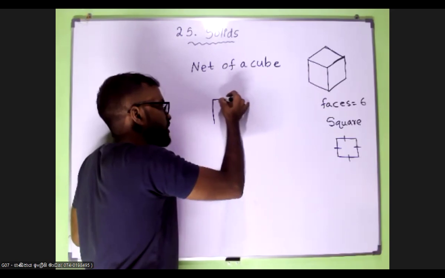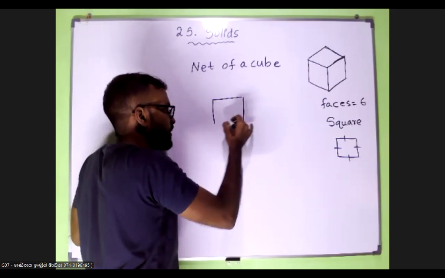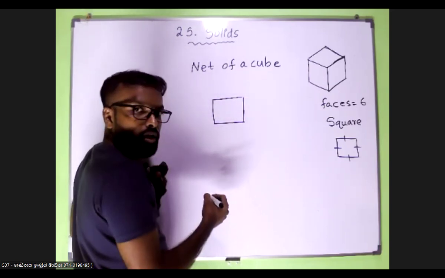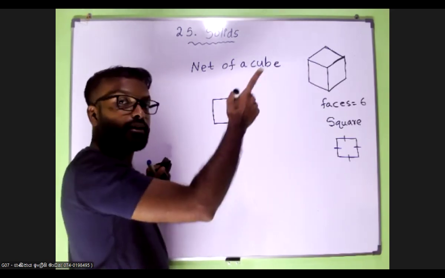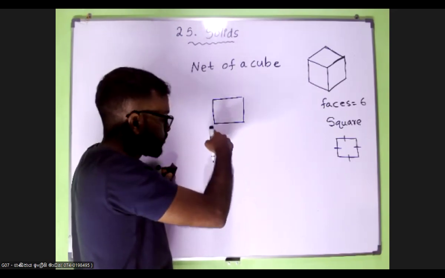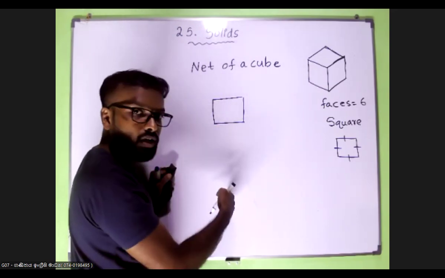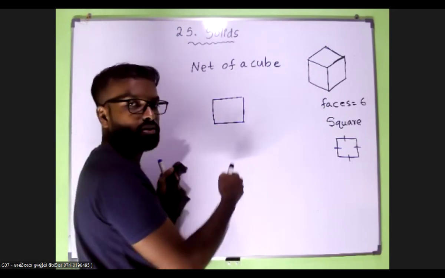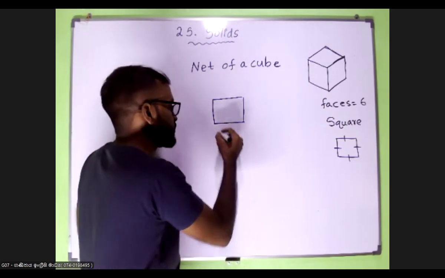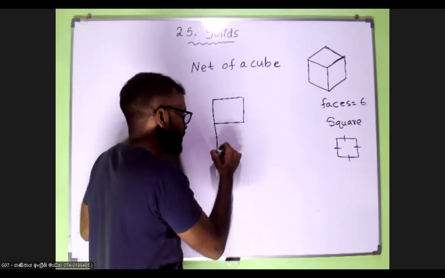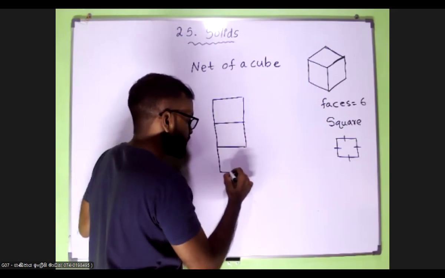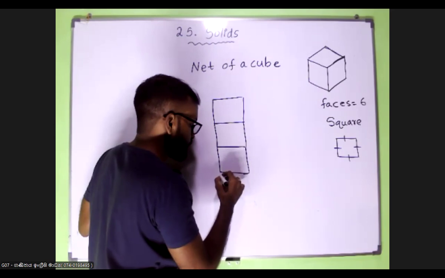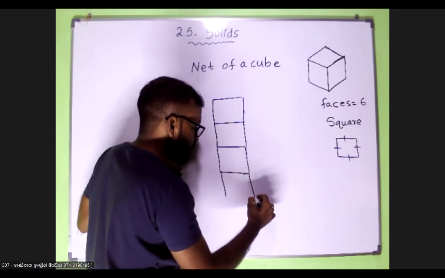This is a square, right? And how many faces should be there? 6 faces, right? So like in the cuboid, I am going to draw 4 faces vertically and 2 faces horizontal, right? So now look at the board. Face 1, face 2, all are equal in length and breadth, right? Because it's square shape.